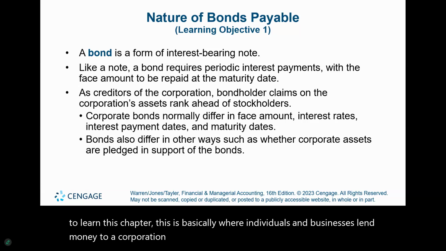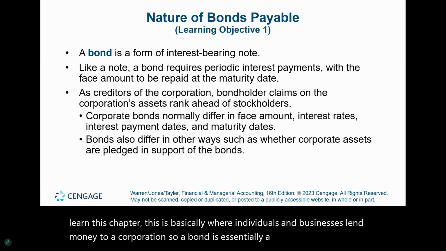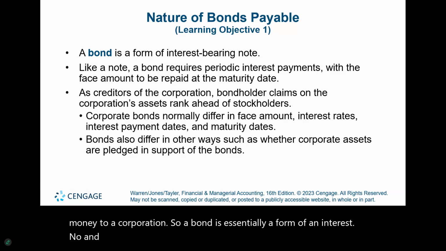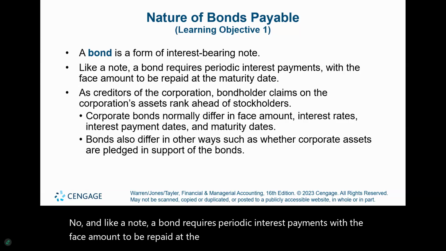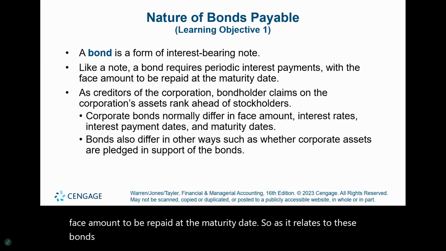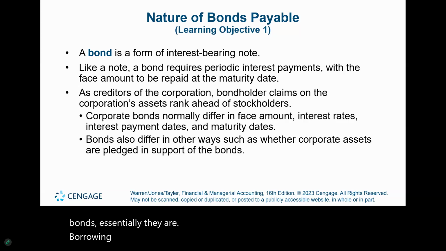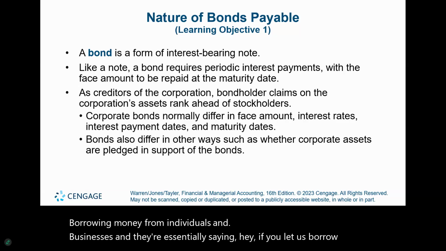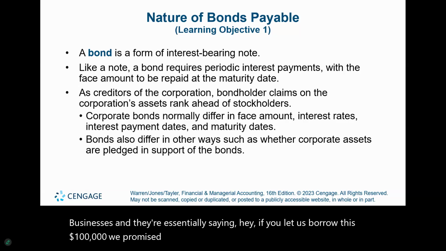So a bond is essentially a form of an interest-bearing note. And like a note, a bond requires periodic interest payments with the face amount to be repaid at the maturity date. So as it relates to these bonds, essentially, they are borrowing money from individuals and businesses, and they are saying, hey, if you let us borrow this $100,000, we promise that we're going to pay you 6% for as long as we are holding the bonds.